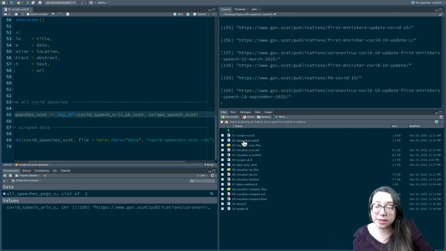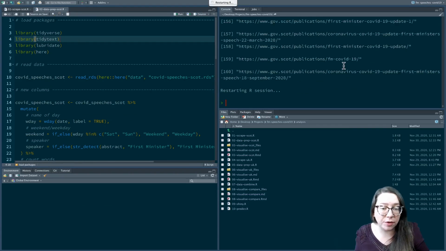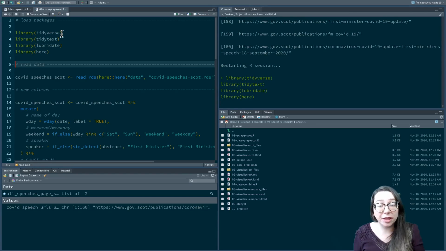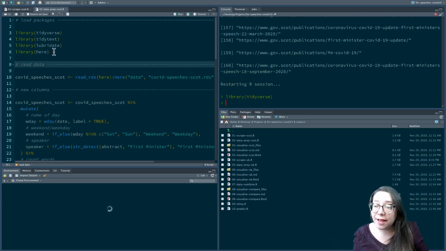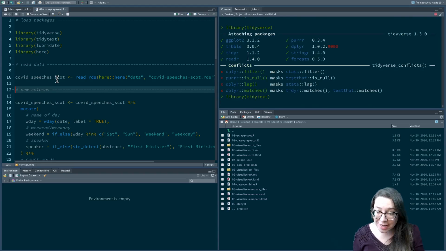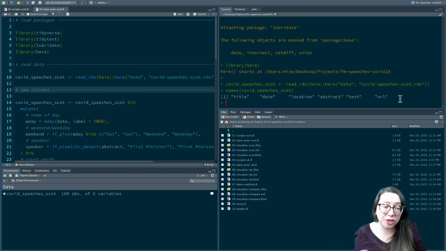And so what I'm going to start with in the text analysis bit is reading this data set in. So let's go ahead, and I'm going to restart my R so that we can start with a clean slate, load the packages that we're going to need, and then load our data, which we're calling COVID Speeches Scot as well. So let's take a look to see how big this data set is. It should have, based on what we saw before, 160 entries and 6 variables. The names of these variables are title, date, location, abstract, text, and URL, which is basically what our function was spitting out.